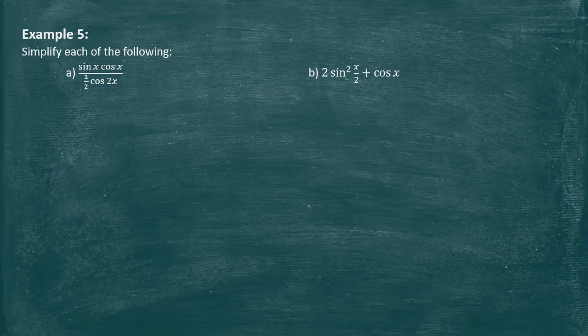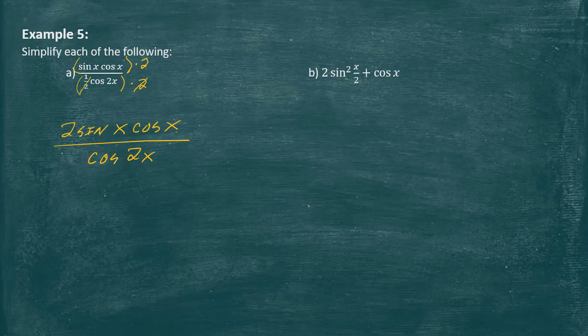Here, the first thing for part A that I notice is I've got a fraction inside of a big fraction, so I would think, you know what, I don't like that 1/2 in that spot. So let's just multiply the top and bottom by 2, so that 1/2 would cancel with the 2. And notice that would now give us 2 sine of x cosine of x on top now, and then the bottom would now just be cosine of 2x.